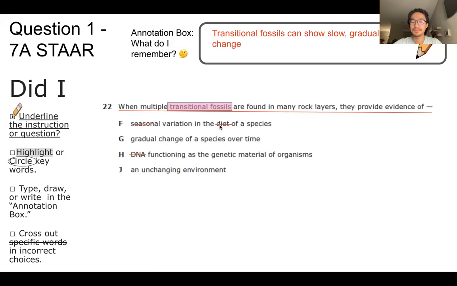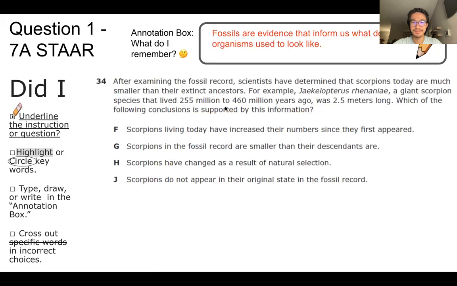We are really not thinking about what people are eating because they don't really show up in fossils. You can't necessarily, well, DNA is not the most direct evidence of fossils because fossils mostly show anatomical or bone structures. And if organisms are changing, even slowly, that's usually because the environment is changing. So we know J is wrong because of this word, unchanging. So that leaves us with G, which corresponds with our annotation box, right? We know transitional fossils show slow, gradual change. So that's a pretty direct match there.